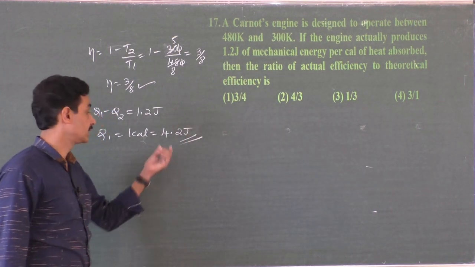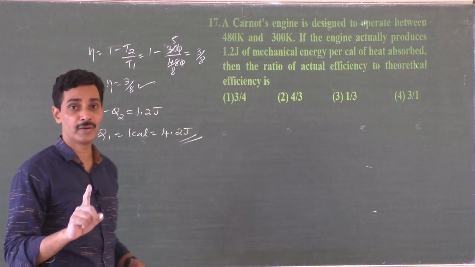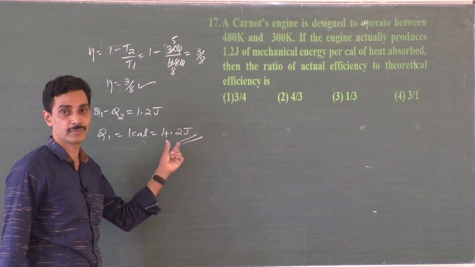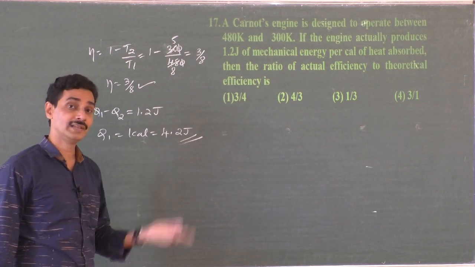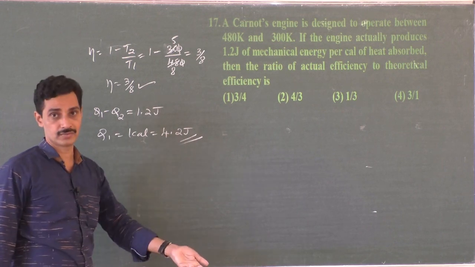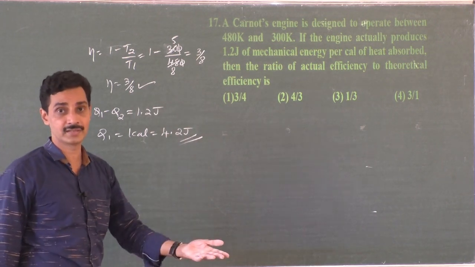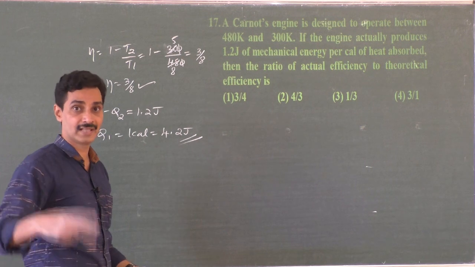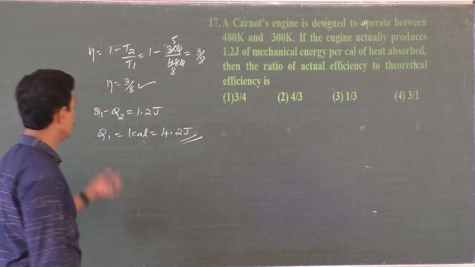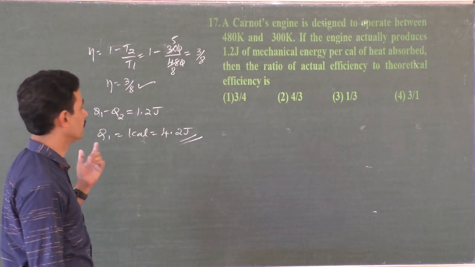It is the amount of heat energy required to raise the temperature of 1 gram of water by 1 degree Celsius. CGS unit, 1 calorie, that is nothing but 4.2 joules. If you convert it into 1 kg and 1 degree Celsius, 1 Kelvin, then it is 4,200 joules, because 1 kg contains 1000 grams. That's why 4,200 joules is the SI unit of specific heat for water. Okay, 1 calorie of heat absorbed, Q1.